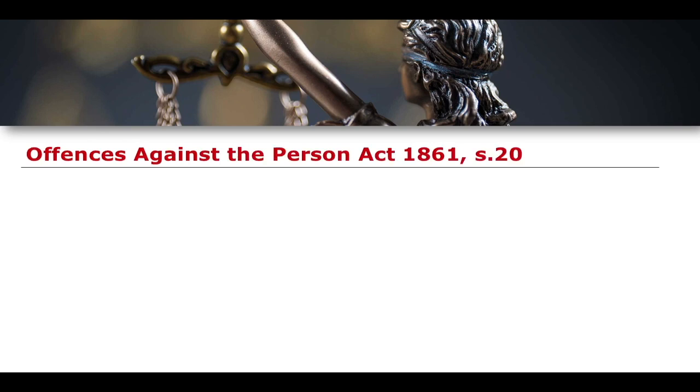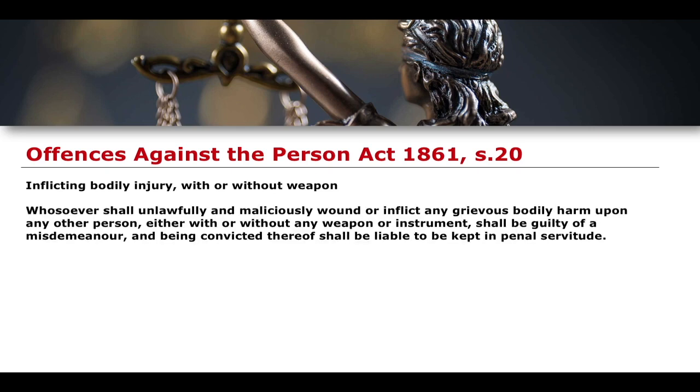So the 1861 Offences Against the Person Act defines in Section 20 grievous bodily harm as follows. The title of the provision is inflicting bodily injury with or without weapon. Whosoever shall unlawfully and maliciously wound or inflict any grievous bodily harm upon any other person, either with or without any weapon or instrument, shall be guilty of a misdemeanour, and being convicted thereof shall be liable to be kept in penal servitude. Again, some language that we do not use anymore. Penal servitude is one such language. And also, the word misdemeanour is language that is used in the States quite a lot, but is not used in English and Welsh law very much. So that's a point that you need to note there.